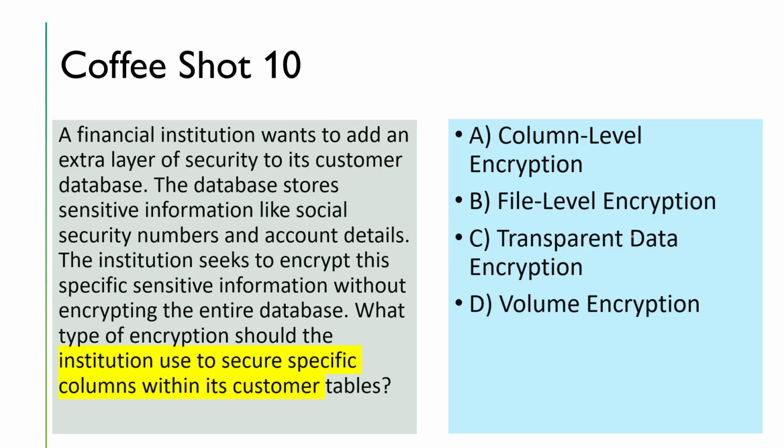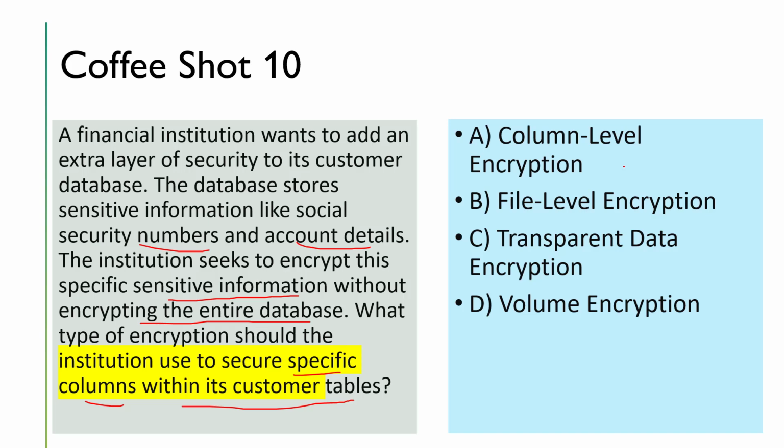The question is, a financial institution wants to add an extra layer of security to its customer database. The database stores sensitive information like social security numbers and account details. That is the scope. The institution seeks to encrypt this specific sensitive information without encrypting the entire database. What type of encryption should the institution use to secure specific columns within the customer tables?